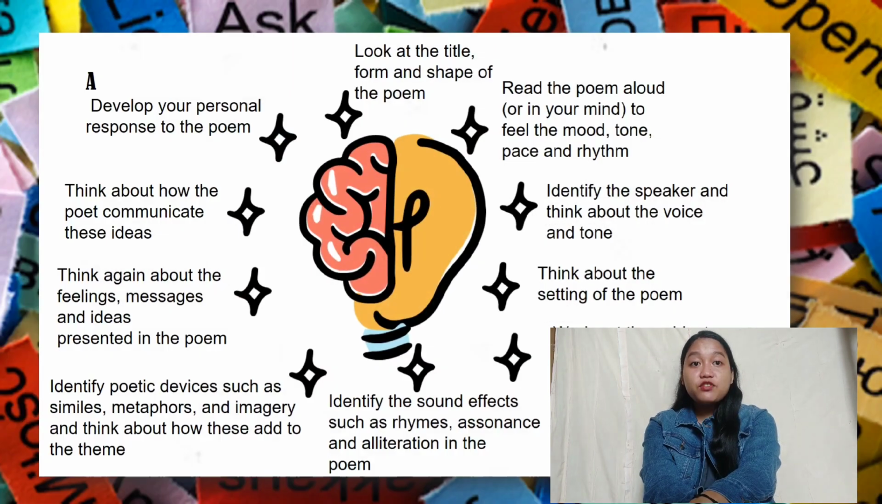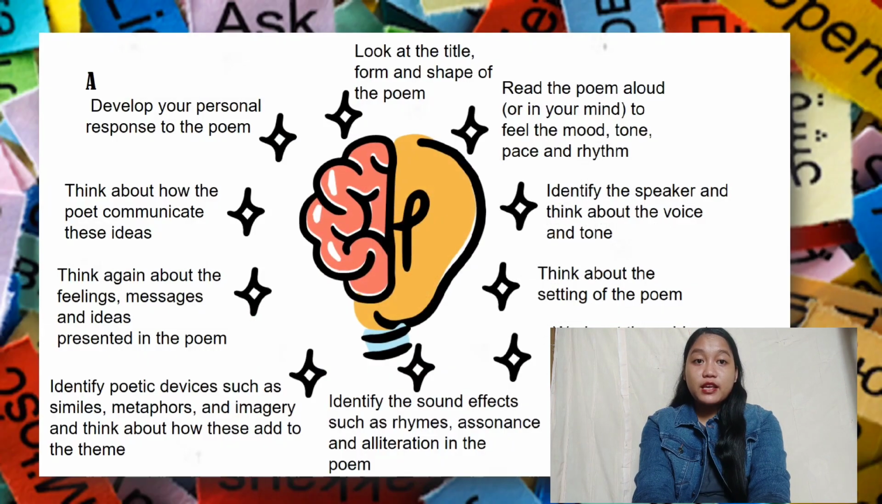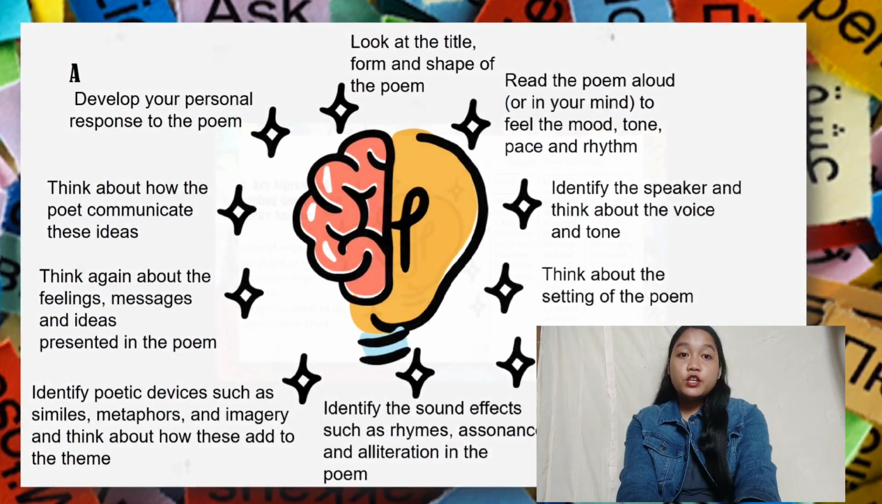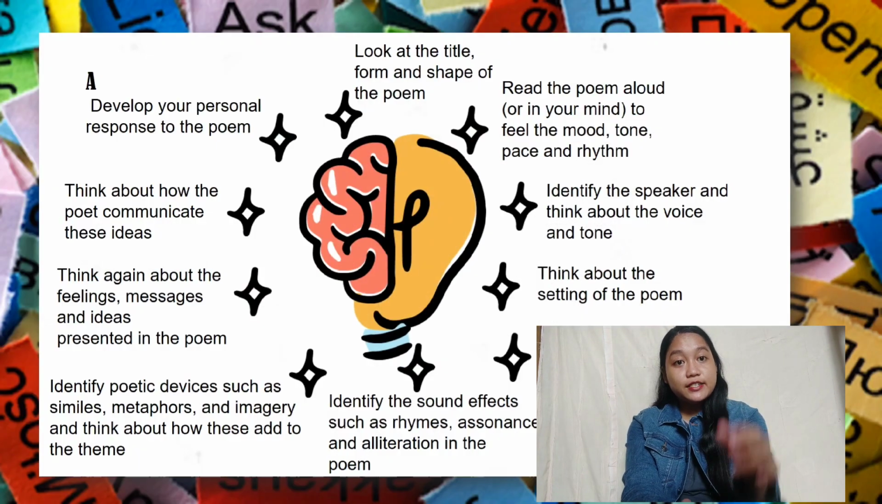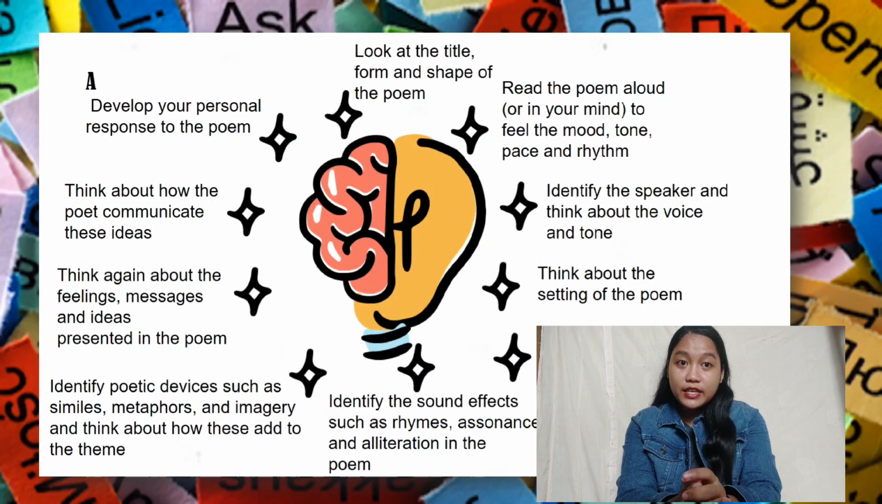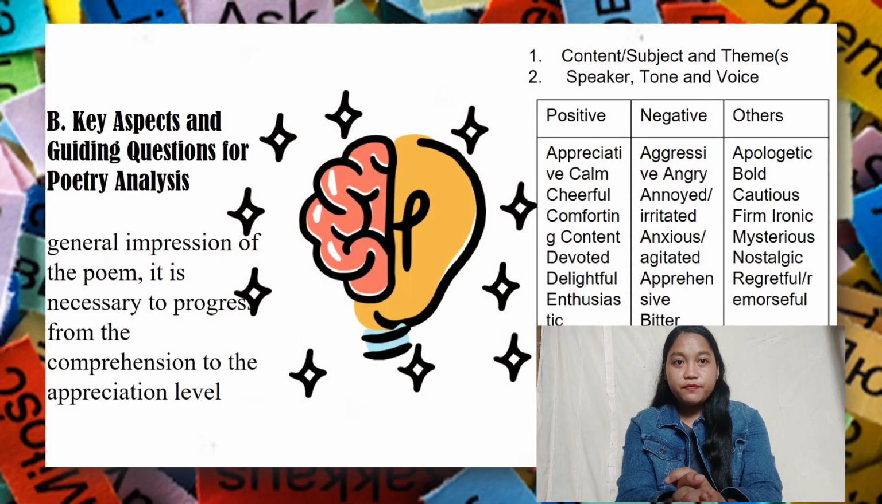Identify the poetic devices such as similes, metaphors, and imagery, and think about how this adds to the theme. Number 8. Think again about the feelings, messages, and ideas presented in the poem. Number 9. Think about how the poet communicates these ideas.